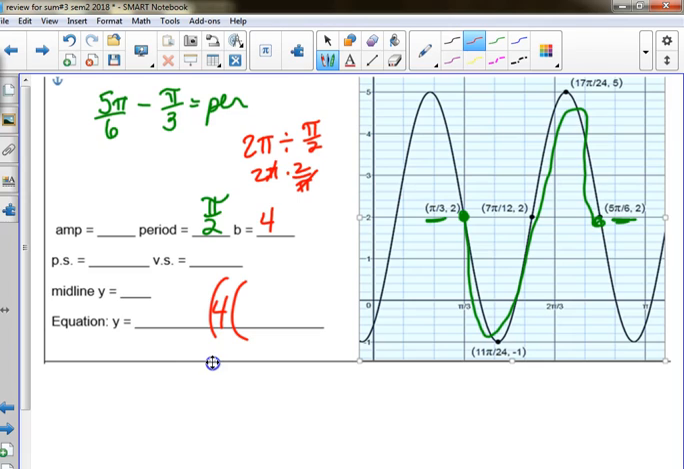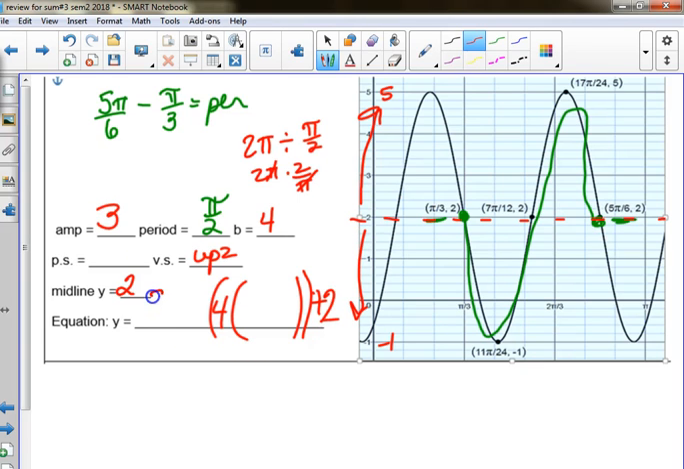Okay, amplitude. Well, the midline's easier to find first, yes? Where's the midline? Between -1 and 5, add those to get 4, divided by 2 is 2. Probably should have found that before I ever assumed those points there, but so this is up 2, and that goes at the very back of my equation. All right, so the amplitude is how far above and below 2 it's going, which is how much? So that goes out in front.